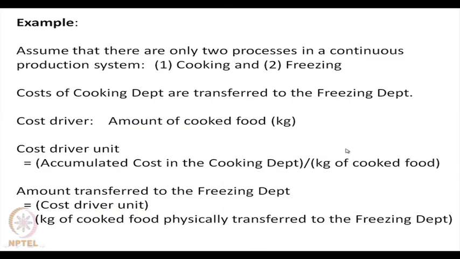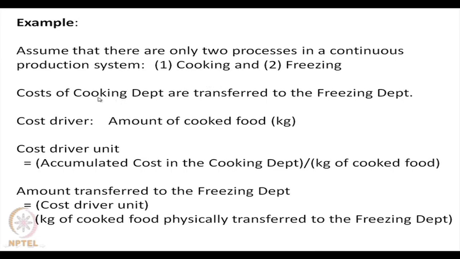Now, we straight away take a simple example to start with, and later on we shall give a more realistic example. Here we are assuming that there are only two processes in a continuous production system: cooking of an item and then freezing it for future use. So, when the items are cooked, they are transferred to the freezing department.